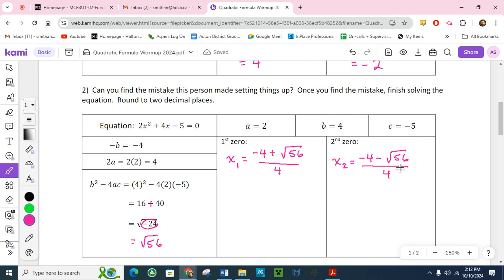Yeah, -4 times 2 times -5 is positive. Two common mistakes that I see every time I teach this subject, a couple times a year for 16 years.